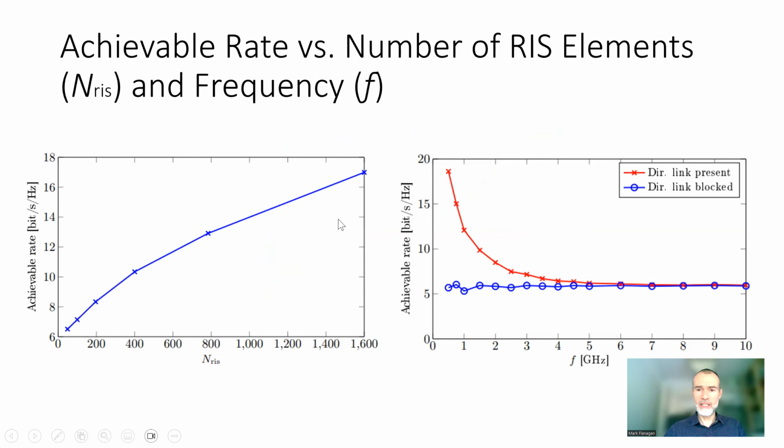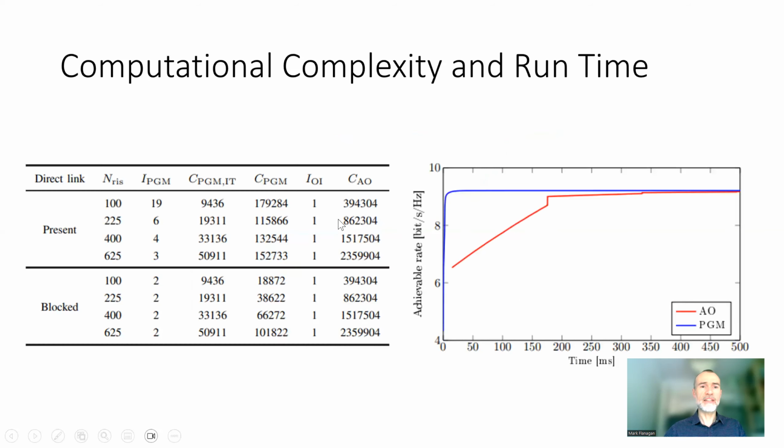Okay, let's have a look at the computation complexity and runtime of the algorithm. So we see some interesting things here, again, in favor of the use of the PGM. What we're looking at here is with the direct link present, we're increasing the number of RAS elements, and we find that accordingly, the per iteration complexity of the projected gradient method is actually increasing, as we might expect. However, to counterbalance this, it turns out that the number of iterations you need, that is this IPGM, is actually decreasing as we increase the number of RAS elements.